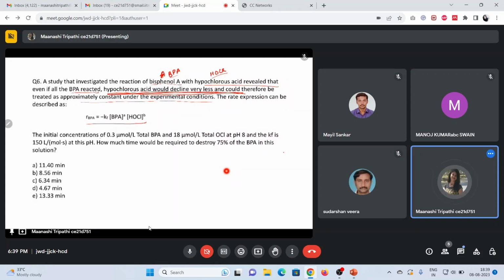It is saying the initial concentration is 0.3 micromole per liter total BPA, and 18 micromole per liter total OCl at pH 8. And the Kf is this. How much time would be required to destroy 75% of BPA in this solution? Please try to solve this question. Take 4-5 minutes, break down the question into parts and try to solve it. We'll see the solution in some time.